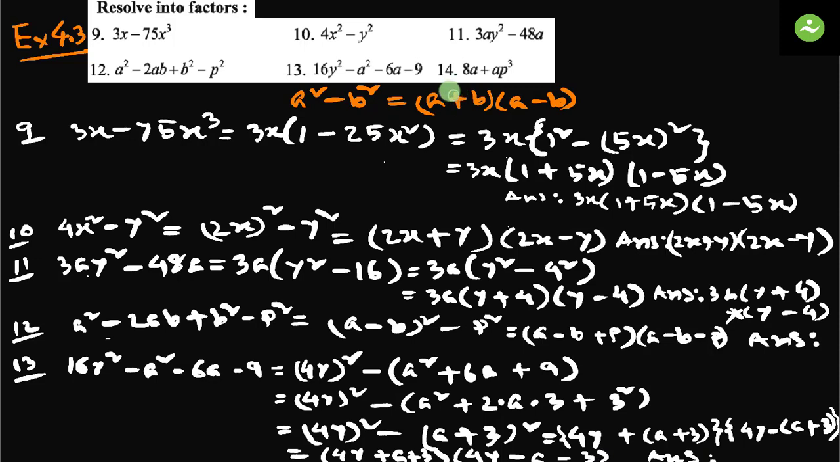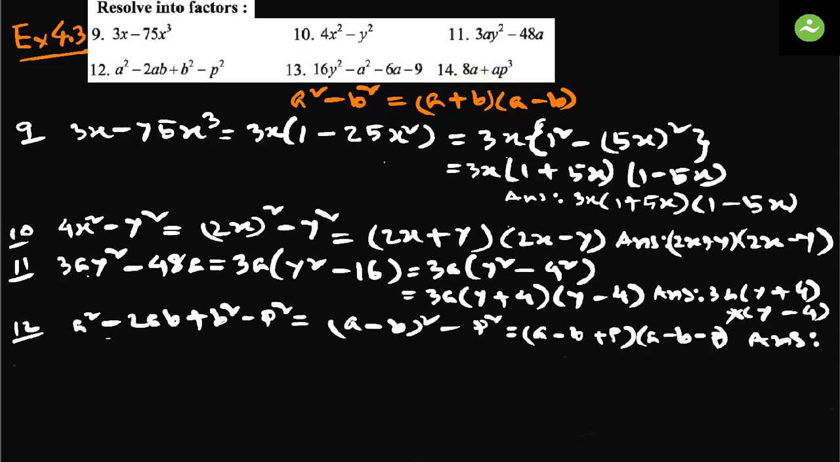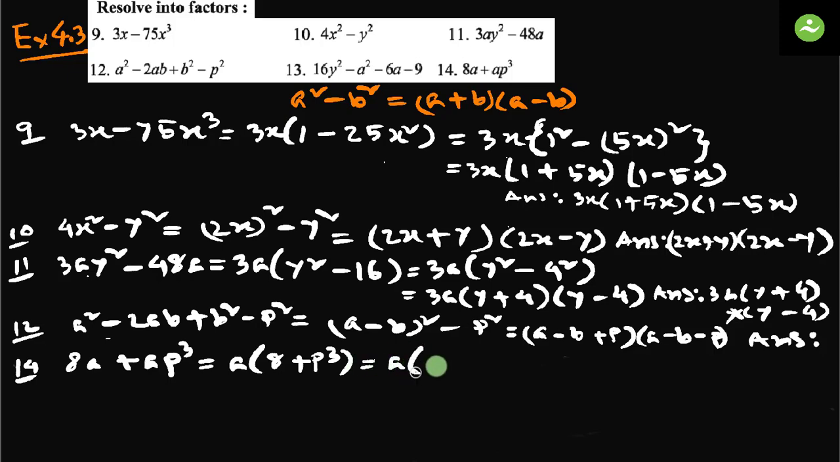So we are left with only 14. Here now we solve number 14. 8a plus ap cube. If we take a common, it equals a into 8 plus p cube, and we know 8 is 2 cube, so it equals a into 2 cube plus p cube.